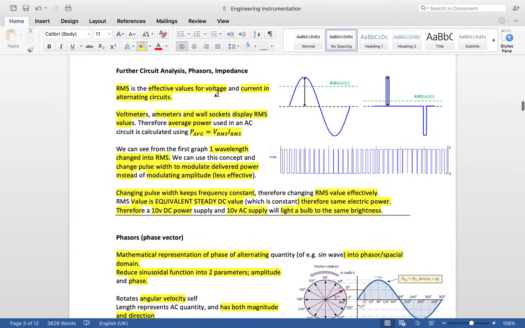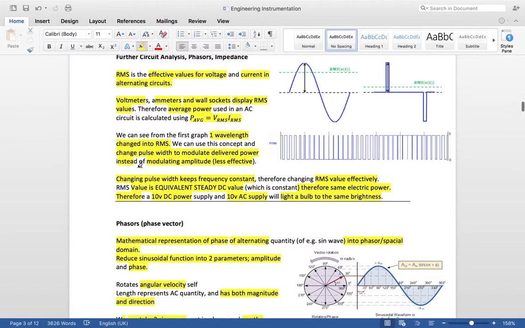Similarly, since we have an average value of voltage and current, we can also get an average value of power using the following formula: P average is equal to V RMS times I RMS. We change the pulse width to modulate the delivered power, rather than modulating the amplitude, which is less effective.